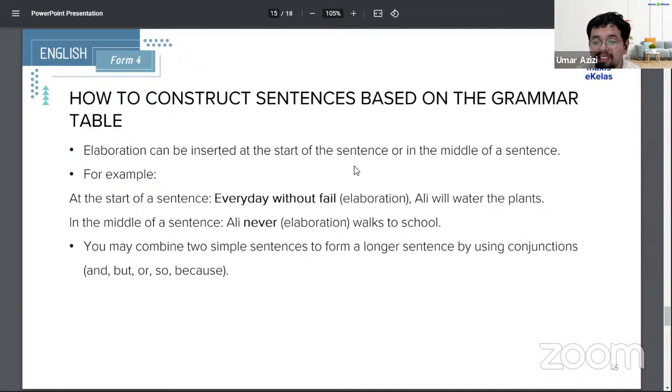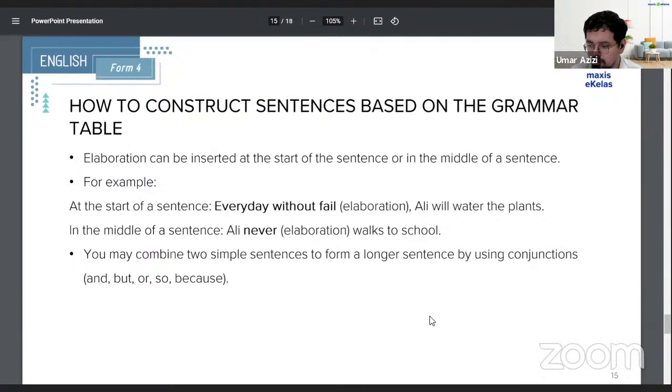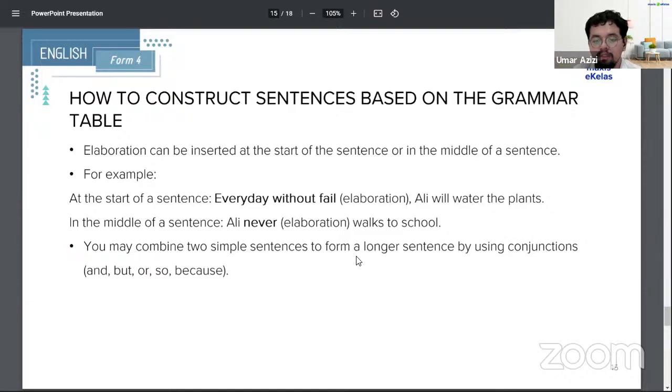So you may combine two simple sentences, which is the person you're talking about, the verb to be, and an elaboration together by using conjunctions: and, but, also, or because. How does that look like? It'll be every day without fail, Ali will water the plants. However, Ali never walks to school. All right, so quick check. You may combine two simple sentences to form a longer sentence by using conjunctions, which is this.